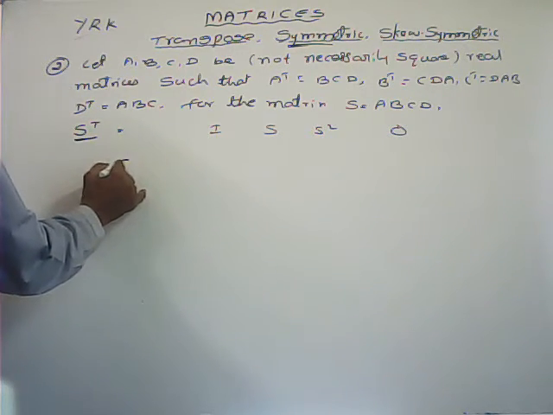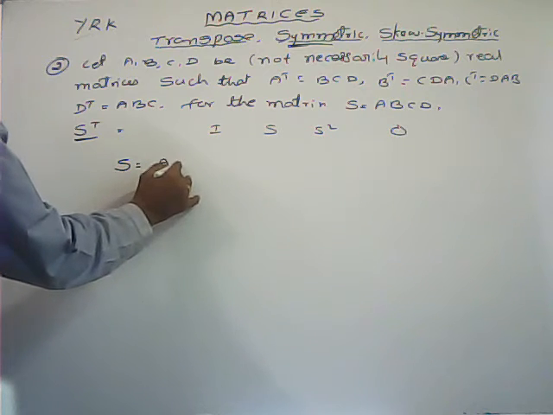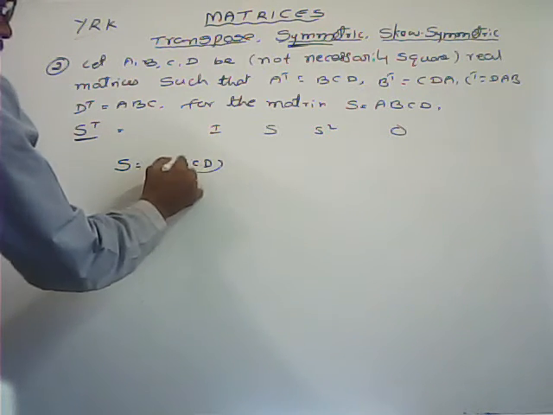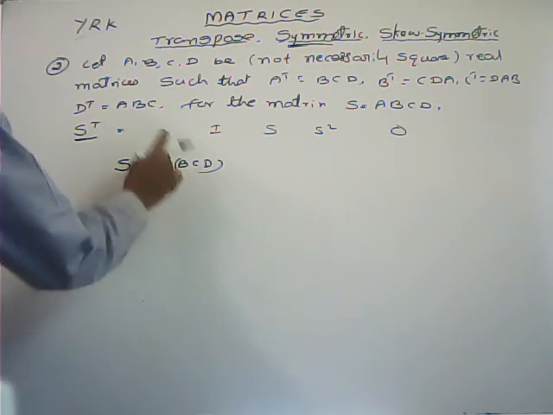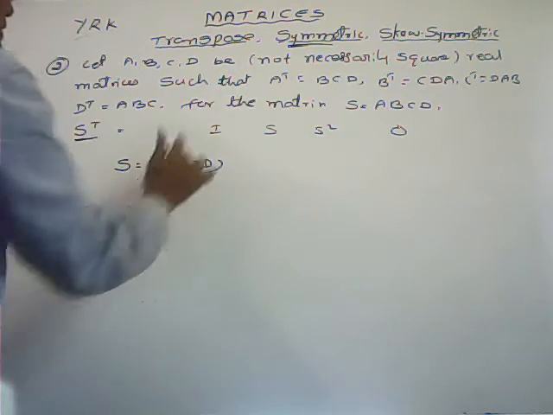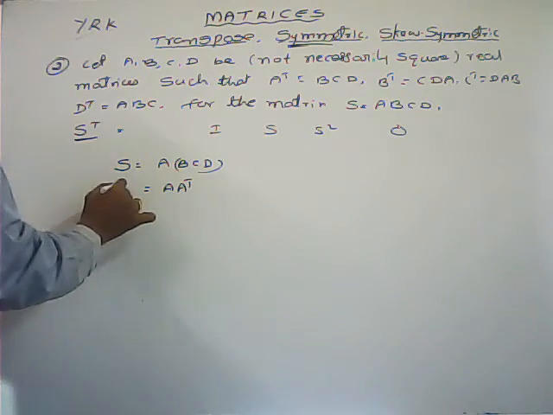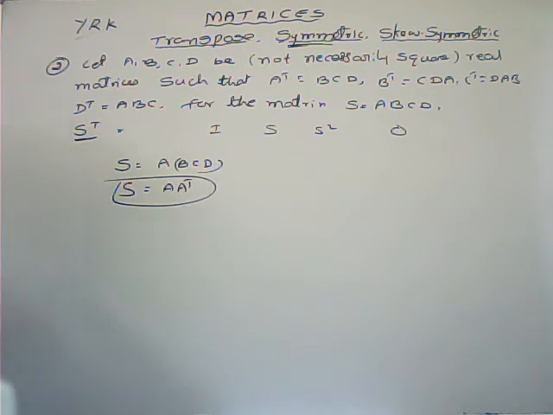Here the S matrix, what they have given here, S is equal to A into BCD. Also we can write A B C into D. We can take any combination. Here A into, what is BCD? BCD is equal to A transpose. S is equal to, I got A into A transpose.